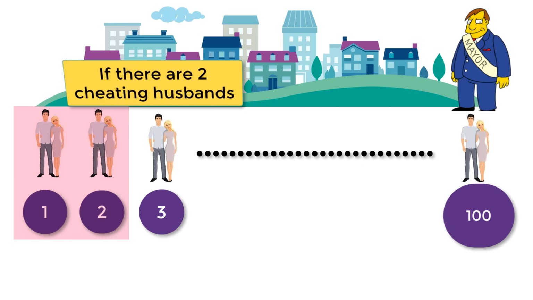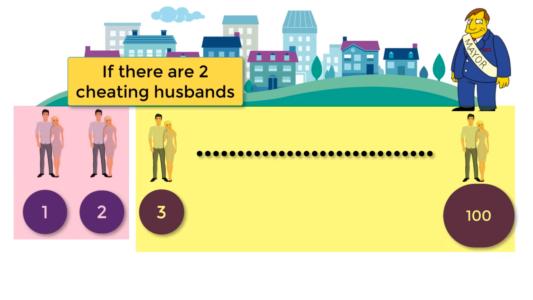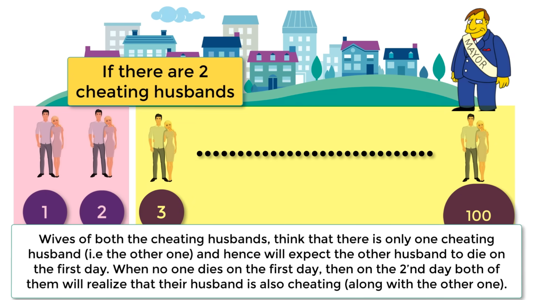Now consider case 2. If there are two cheating husbands, the wives of both the cheating husbands think that there is only one cheating husband, that is the other one, and hence will expect the other husband to die on the first day. When no one dies on the first day, then on the second day, both of them will realize that their husband is also cheating along with the other one. Hence, both the cheating husbands die on the second day.